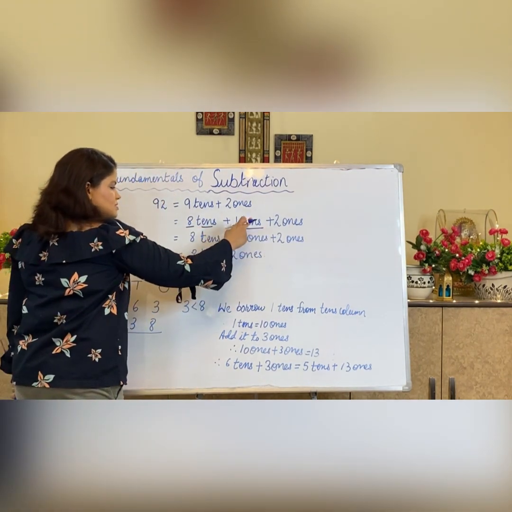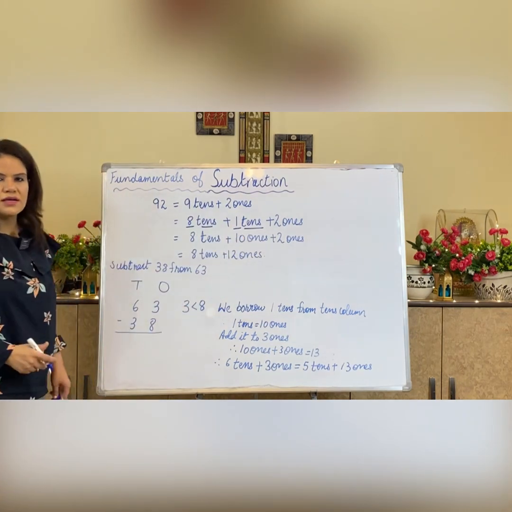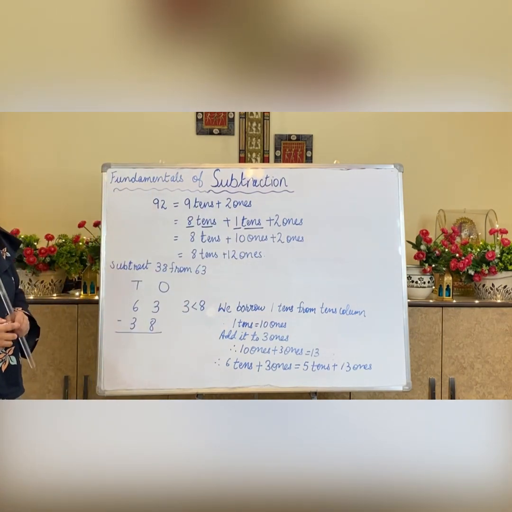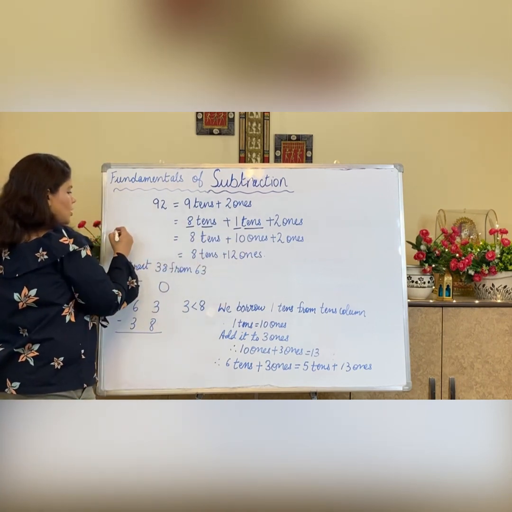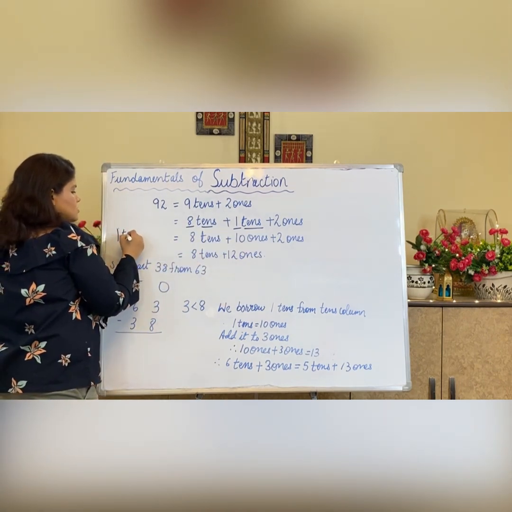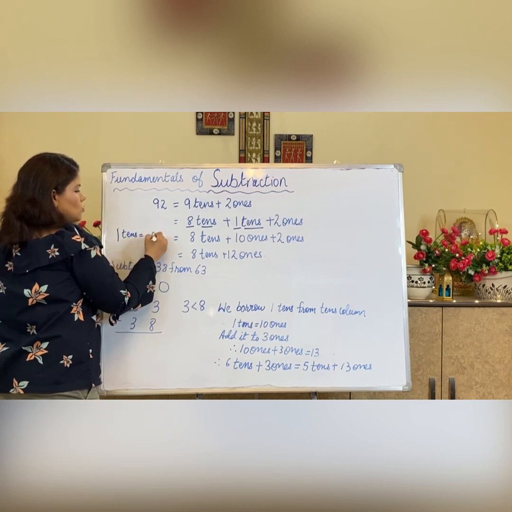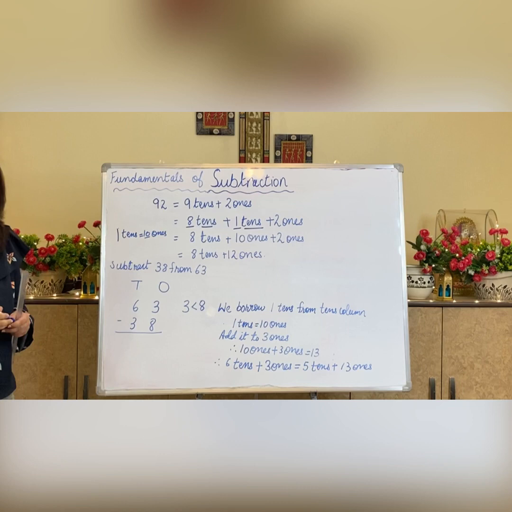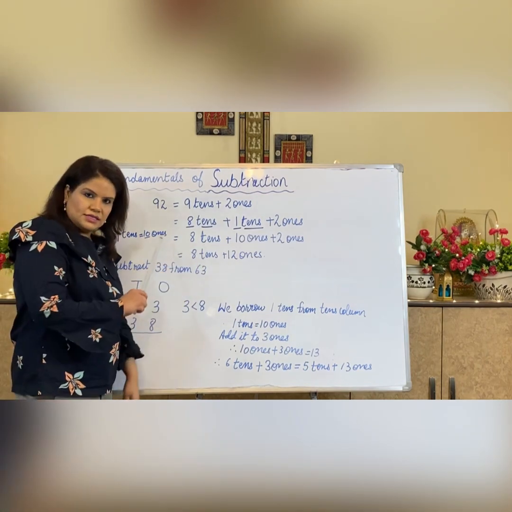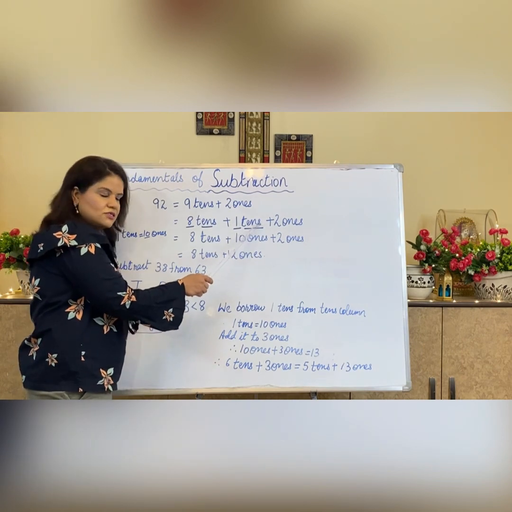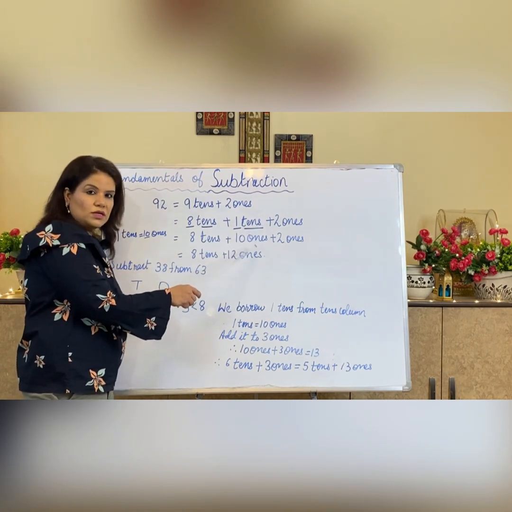Now this tens, I am trying to make it a part of the ones. So to make it ones, from 1 tens, if I have to go to ones, it is always equal to 10 ones. Is it clear? So we can write 8 tens as it is. This 1 tens will become 10 ones.